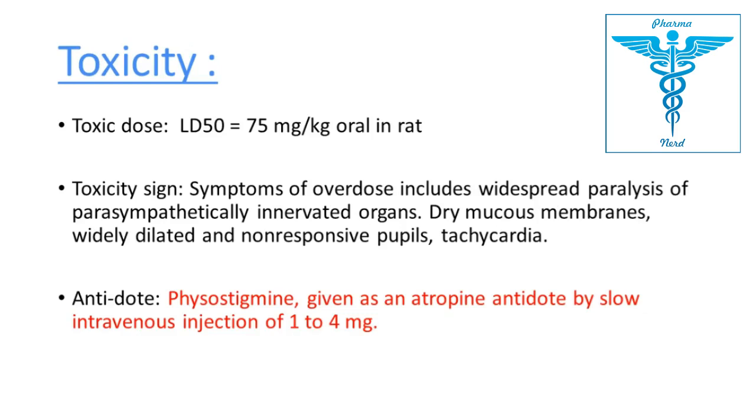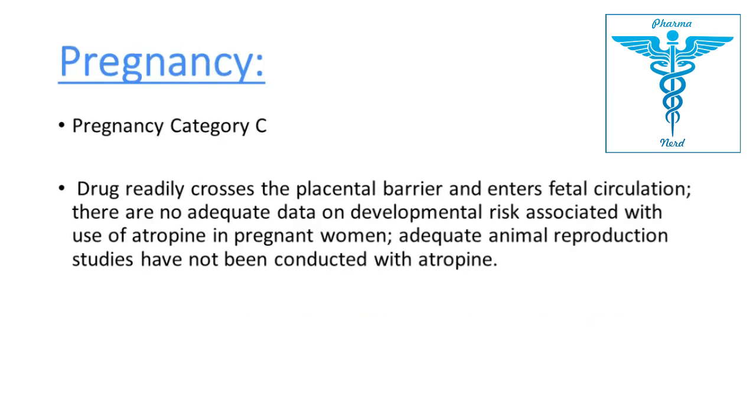Toxic dose: LD50 is 75 mg/kg orally in rat. Toxicity signs: symptoms of overdose include widespread paralysis of parasympathetically innervated organs, dry mucous membranes, widely dilated and non-responsive pupils, tachycardia. Antidote: physostigmine is given as an atropine antidote by slow intravenous injection, 1 to 4 mg.